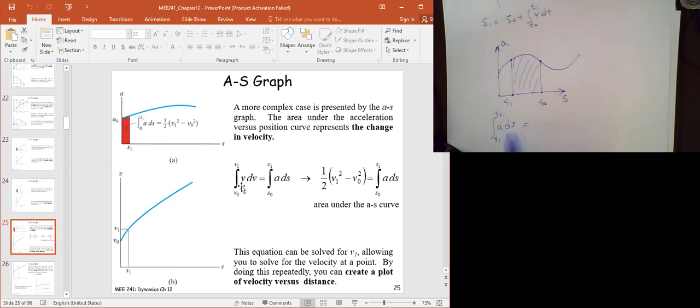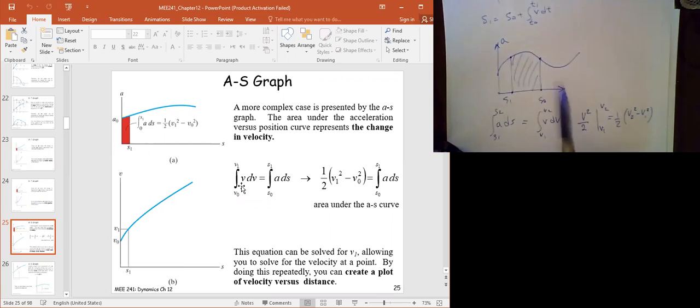Right, what is the integration of ADS? Remember, it was VdV, from V1 to V2, which is V squared over 2, from V1 to V2, which is 1 over 2 times (V2 squared minus V1 squared). That's good. So basically, if I'm integrating this area, can I find the velocity at position 2?